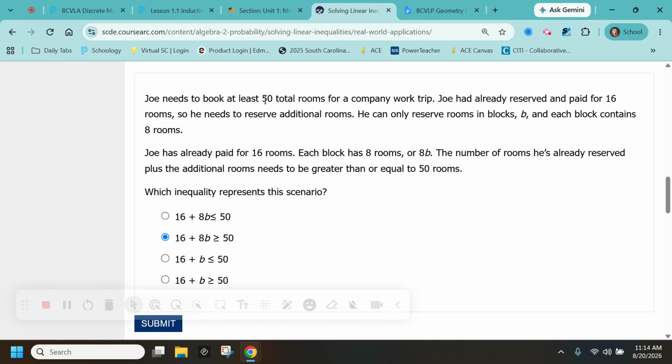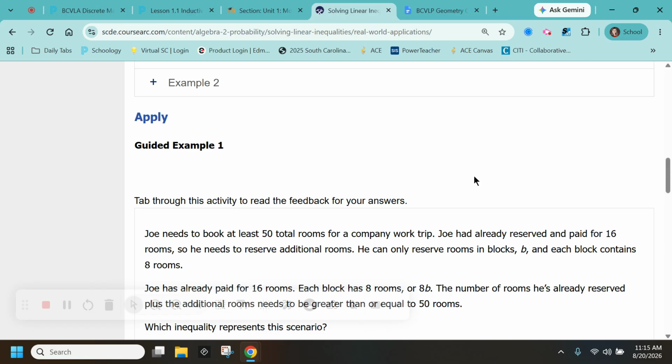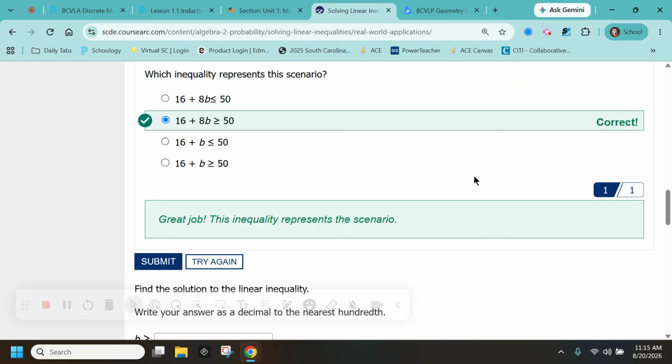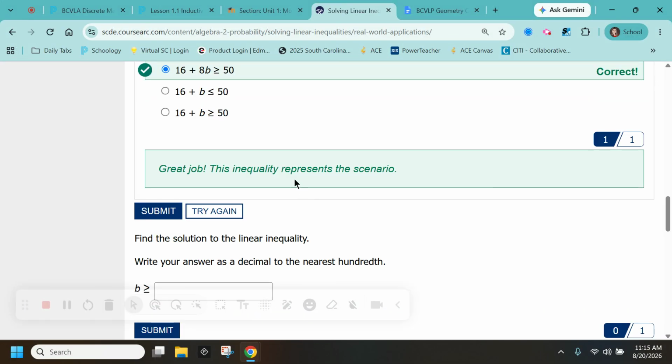So at least 50 means that 50 has to be that minimum. So more than or equal to 50, greater than or equal to 50. The inequality that represents this scenario is 16 plus 8b greater than or equal to 50. Find the solution to the inequality. So we would start by subtracting 16.